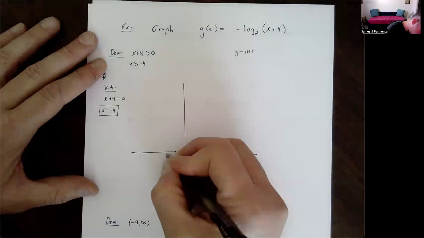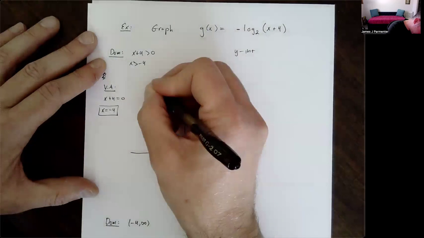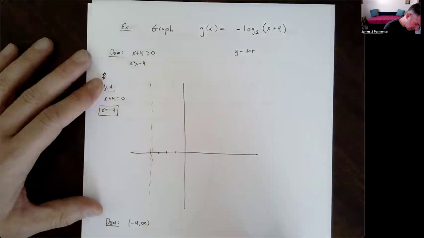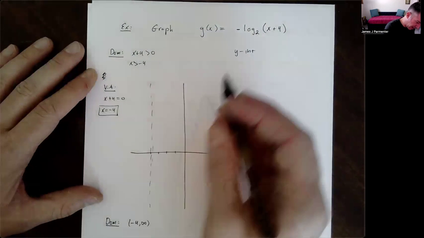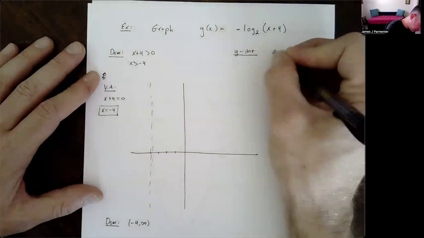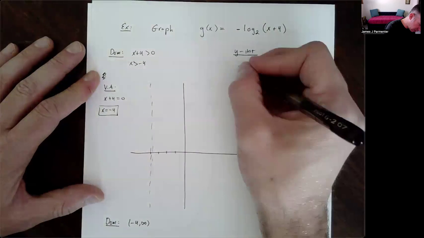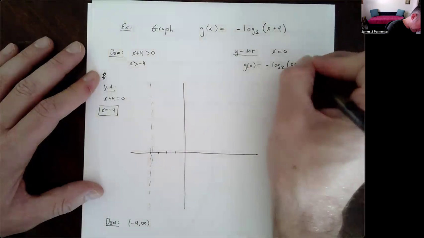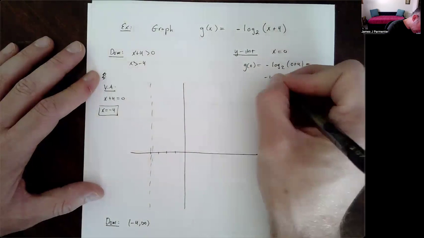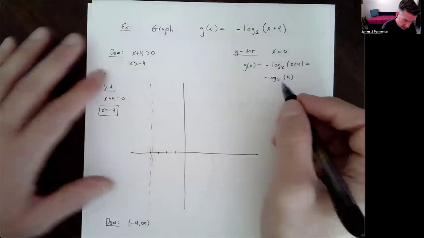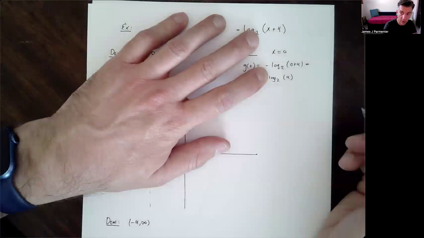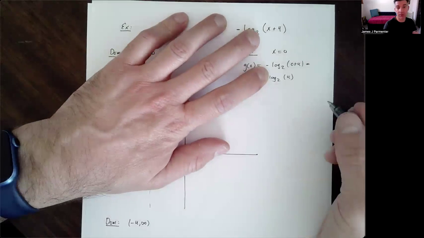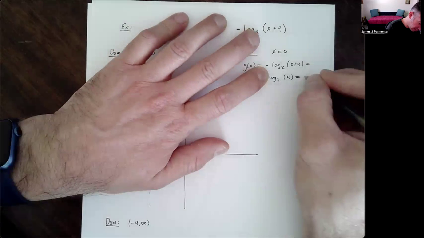So 1, 2, 3, 4. Okay, good job. So there's my vertical asymptote. And then I'm going to find my y-intercept finally by setting x equal to 0. If I set x equal to 0, my g of 0 is going to be negative log base 2 of 0 plus 4. That's going to be negative log base 2 of 4. Ignoring the negative for a second, log base 2 of 4 is asking 2 to what power is equal to 4? Oh, 2 to the second power is equal to 4. So that's going to be negative 2.